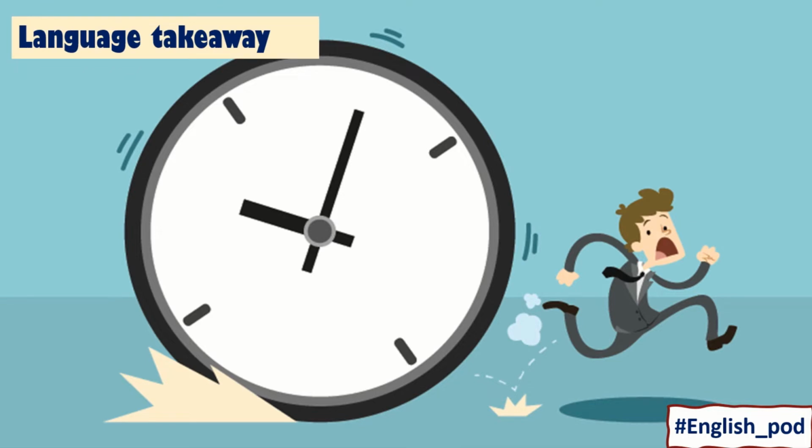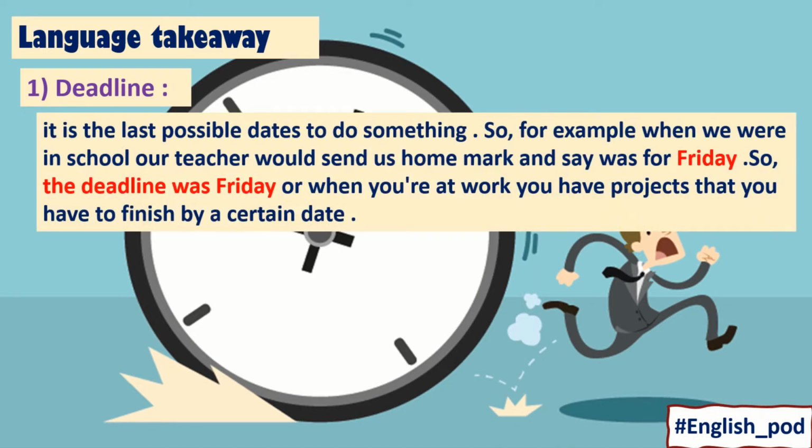Language takeaway. First word today is deadline. So, Erica, what's a deadline? It is the last possible date to do something. So, for example, when we were in school, our teacher would send us homework and say it was for Friday. So the deadline was Friday. Or when you're at work, you have projects that you have to finish by a certain date. That's your deadline.